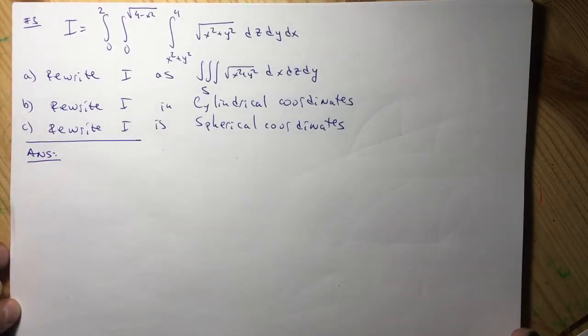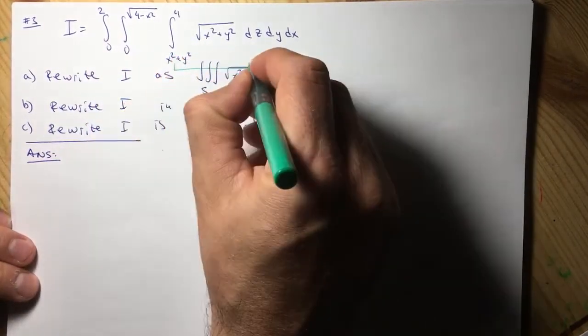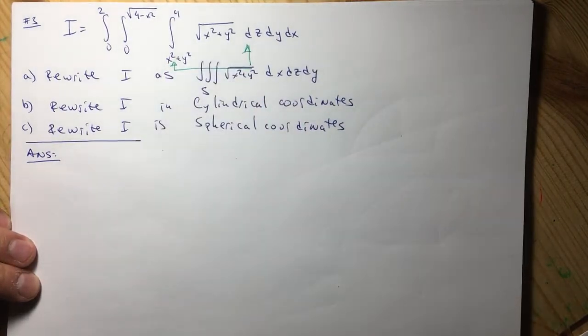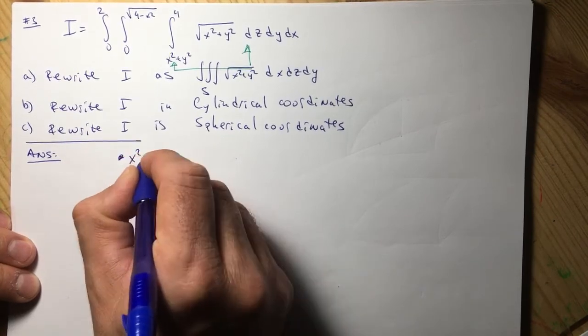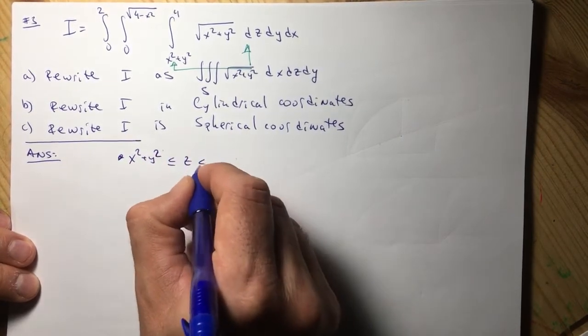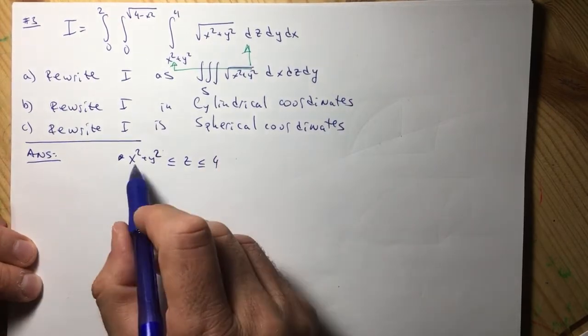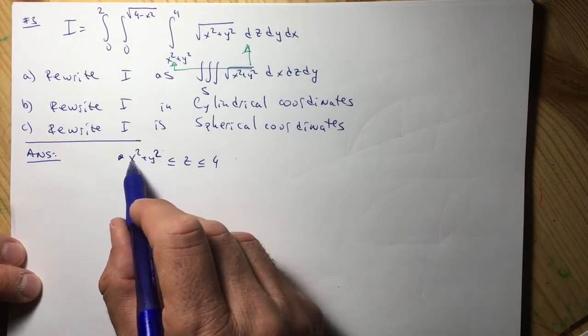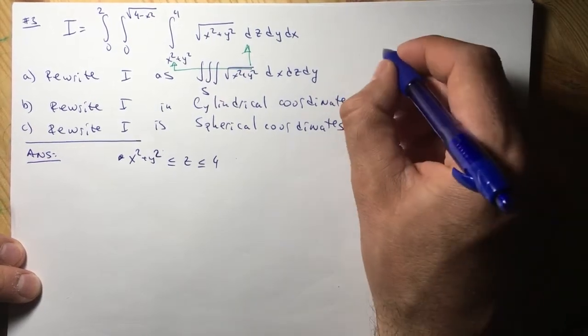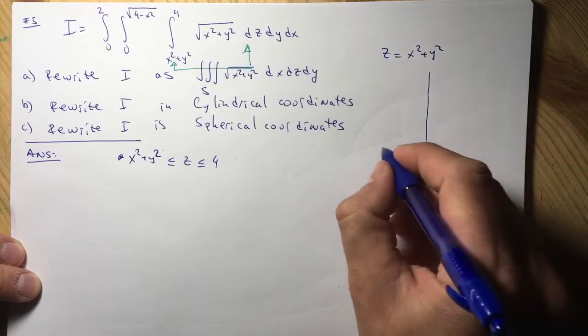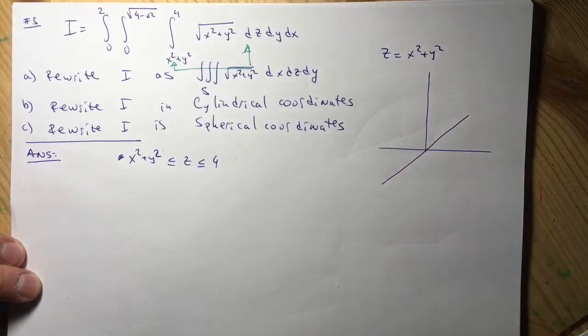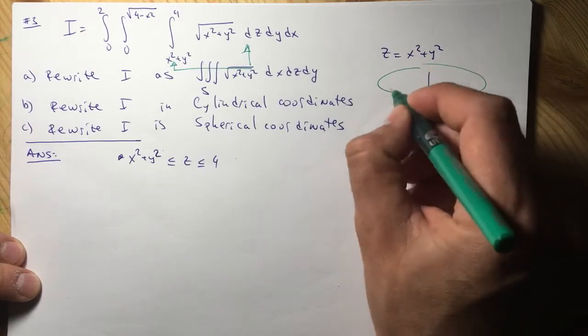First of all, we have to figure out what the bounds of x, y, and z are. Okay, so z is bounded by the paraboloid and the plane z is equal to 4. So that means it is above the paraboloid x squared plus y squared. So z is equal to x squared plus y squared is a paraboloid, right?